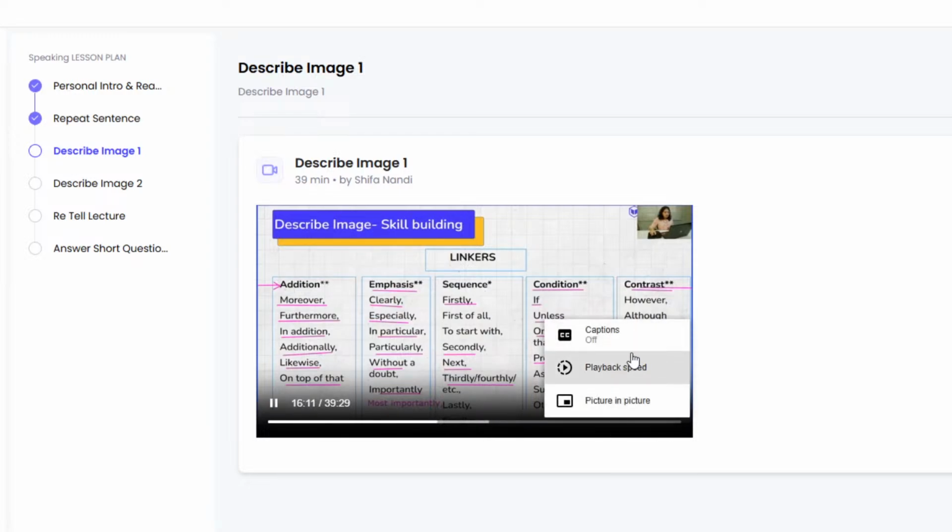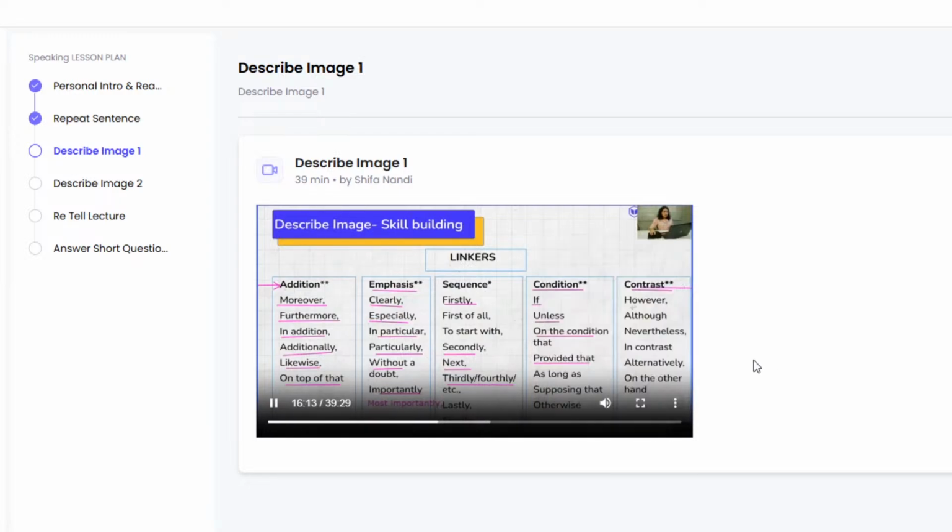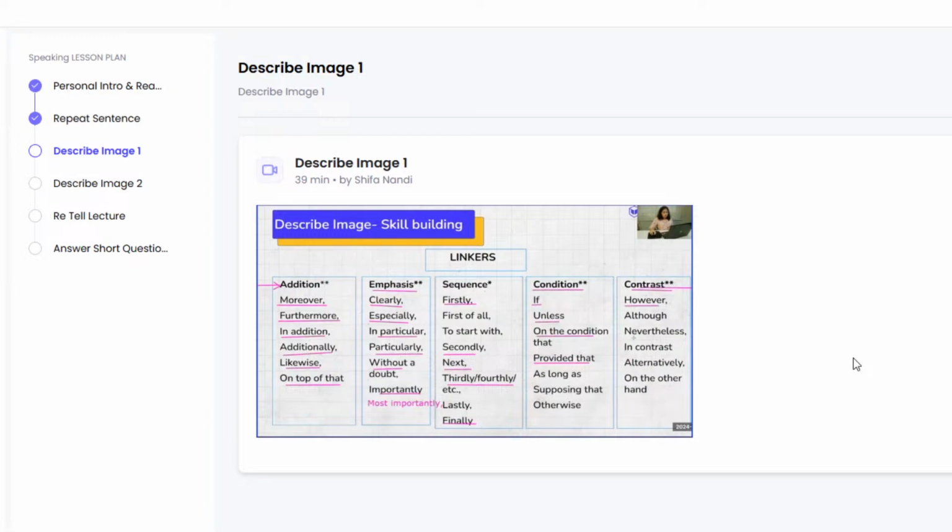So which are the words that are related to contrast? Well, they are however, although, nevertheless, in contrast, alternatively, on the other hand. On the one hand, on the other hand, these go together, right? Then you can also use on the contrary, right? So you can use nonetheless. So all these words are related to contrasts.